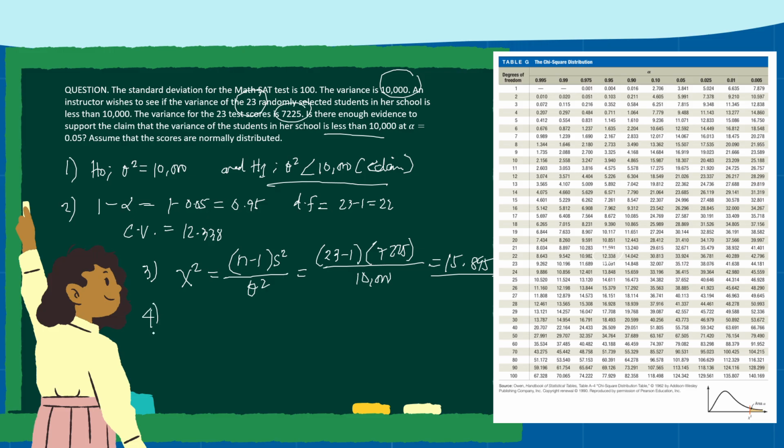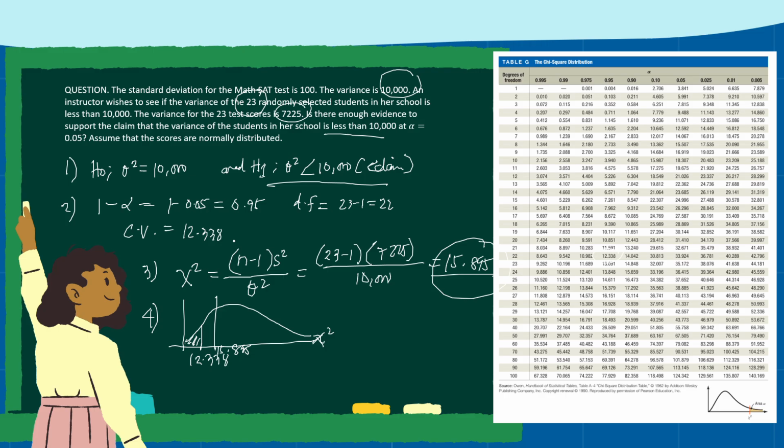Step number 4 is that we compare using a graph. Since the chi-square distribution is positively skewed, this one would be our critical value, 12.338, and our chi-square value is 15.895.